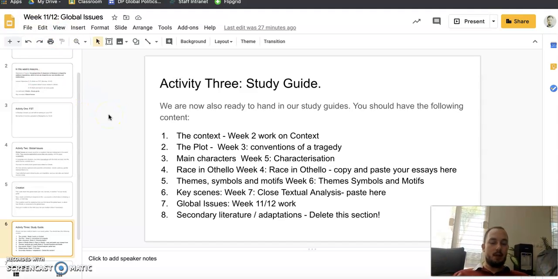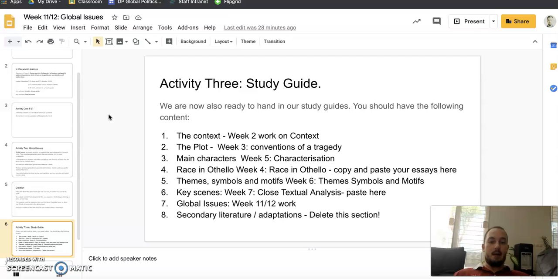So section one, obviously the context, we did this in our week two work on the context. Section two, the plot. This was week three, conventions of a tragedy. We looked at Freytag's pyramid, etc. What are the characteristics of Shakespearean tragedy? We looked at characters in week five, and that goes in section three.